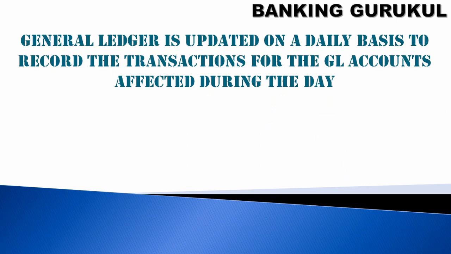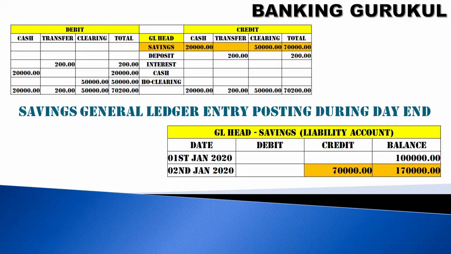The general ledger is updated on a daily basis to record the transactions for the GL accounts affected during the day. So what we'll do, for savings you have multiple debits and credits in a day, but at the end of the day all the debits and credits will be consolidated, then posted to the particular general ledger account. You can see the savings general ledger entry posting during the day end.